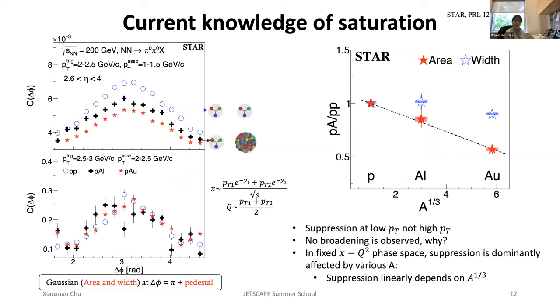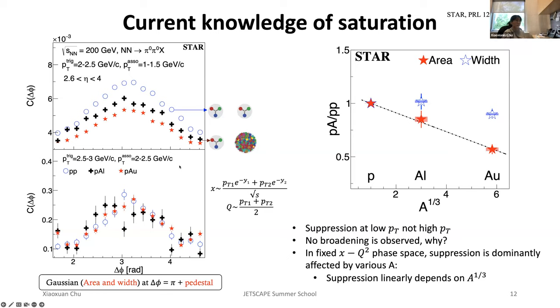Then let's see what we have so far from other colliders. Let's look at pp collisions at STAR. We did measure the forward 2π0 correlations. The rapidity coverage of the 2π0 is 2.6 to 4. We measure the correlation functions in p+gold, p+aluminum, and pp collisions. In the relatively low pT regime, we did see a very clear signature of suppression in p+gold compared to p+aluminum and also compared to pp collisions. On the other hand, at high pT, which represents high x and high Q², far away from the saturation regime, we didn't observe the suppression. So this is a signature of the suppression.